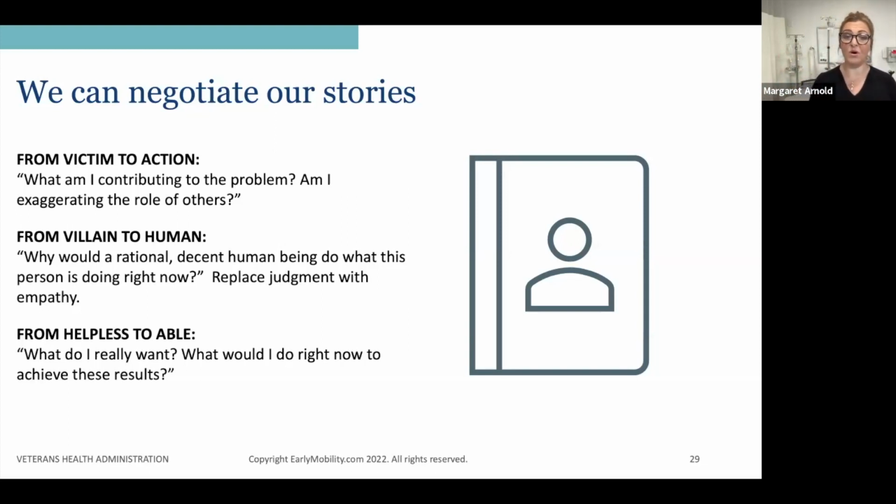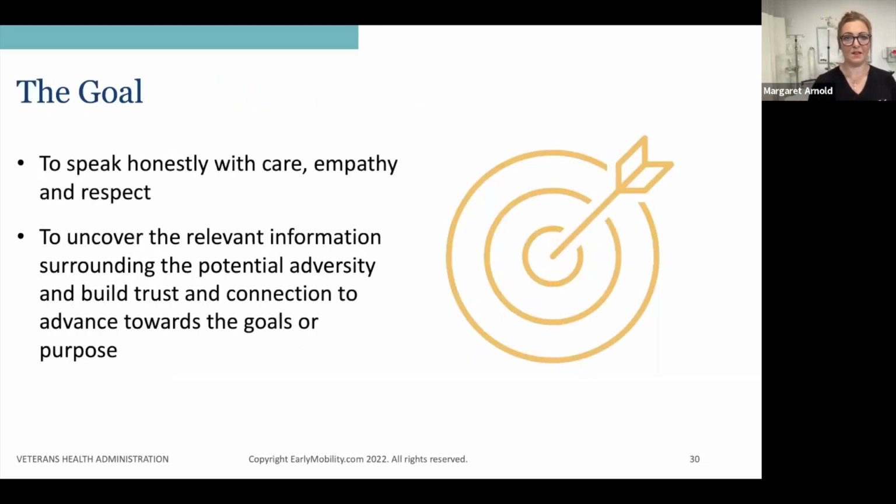From helpless to able: what do I really want? What would I do right now to achieve these results? What is one thing that I could do differently? The goal is always to speak honestly with care, empathy, and respect. Uncover the relevant information surrounding the possible adverse situation. Build trust and connection to try and advance towards the greater goal and purpose, which is the safety of caregivers, the safety and outcomes for our veterans who are trusting us every day with their care.